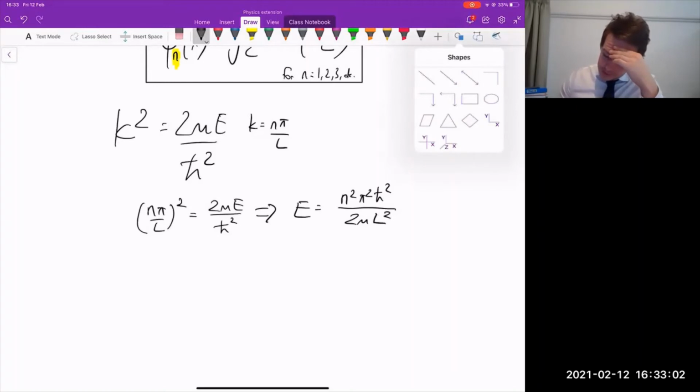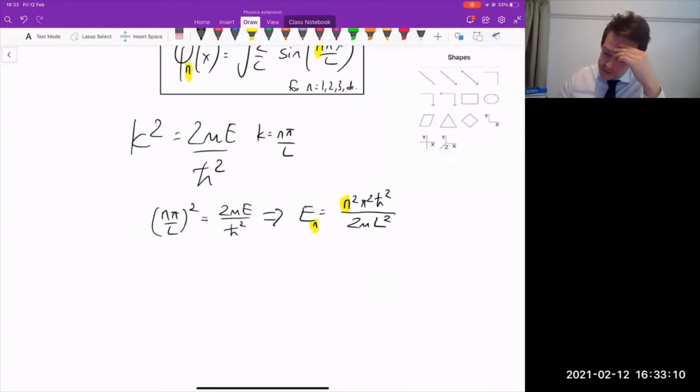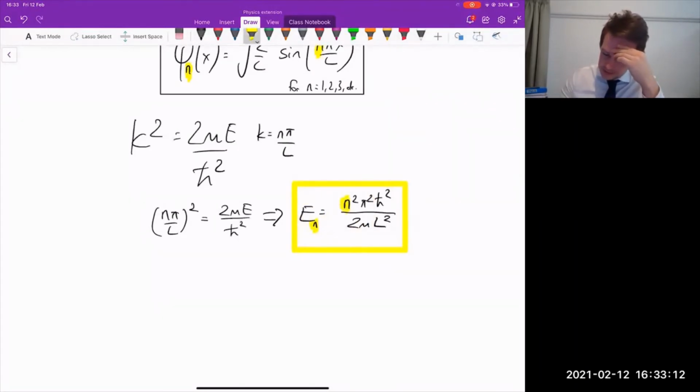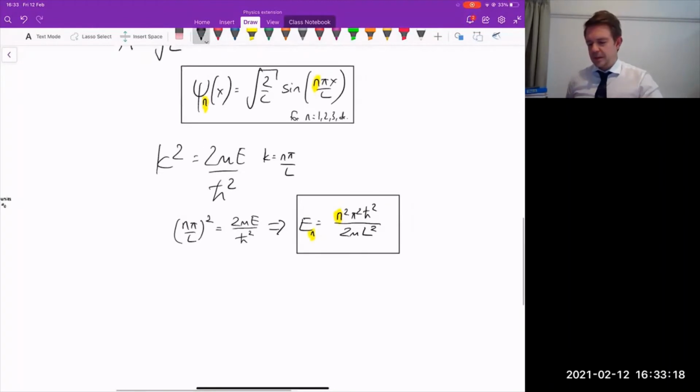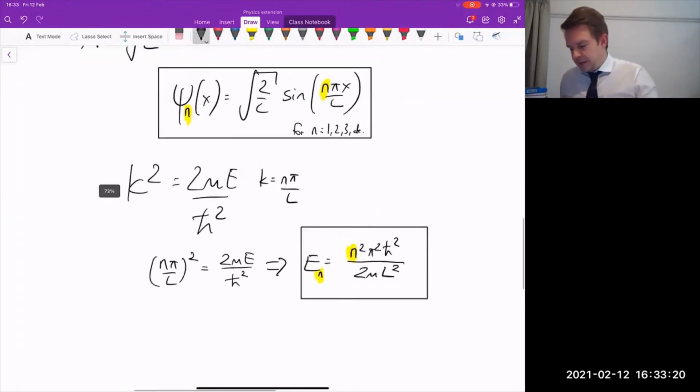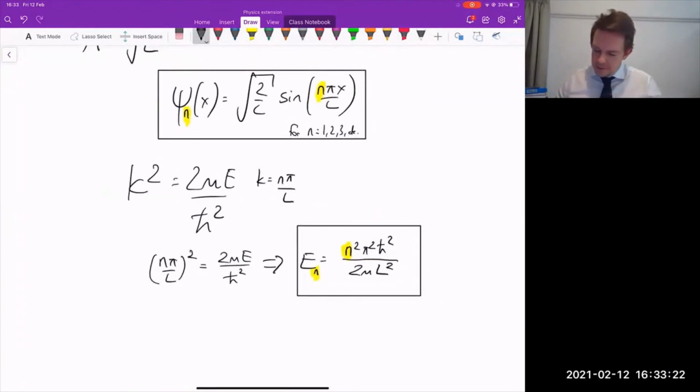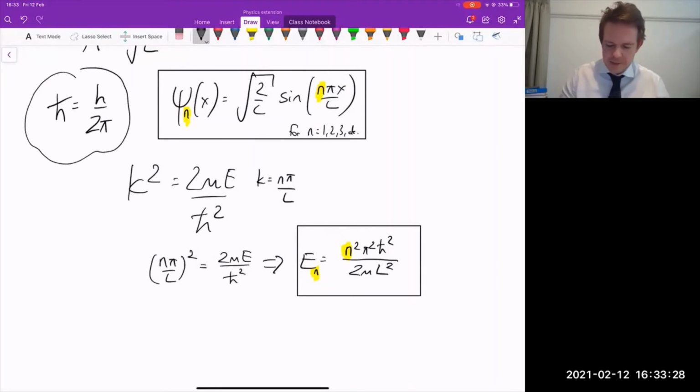And I'm going to put a subscript next to the E because, again, we've got n appearing here. For every different wave function, there is a specific value of E. H bar, by the way, I should have said this at the beginning, h bar is just h over 2 pi. It's just a form of Planck's constant.